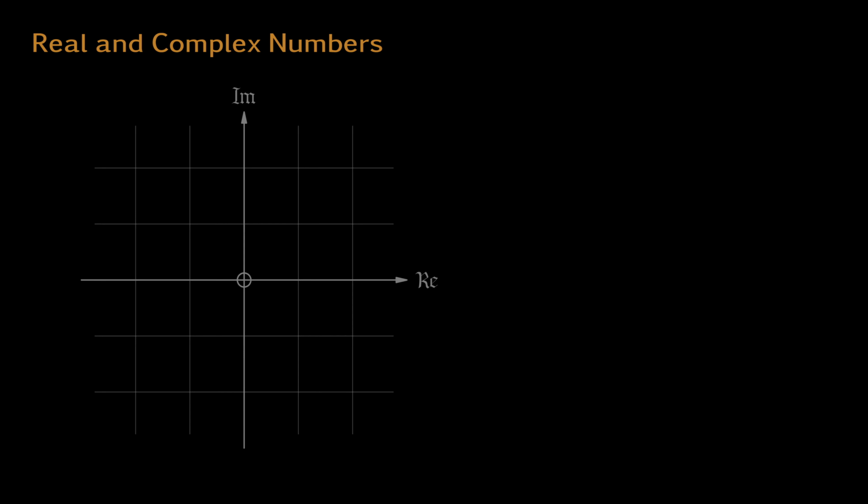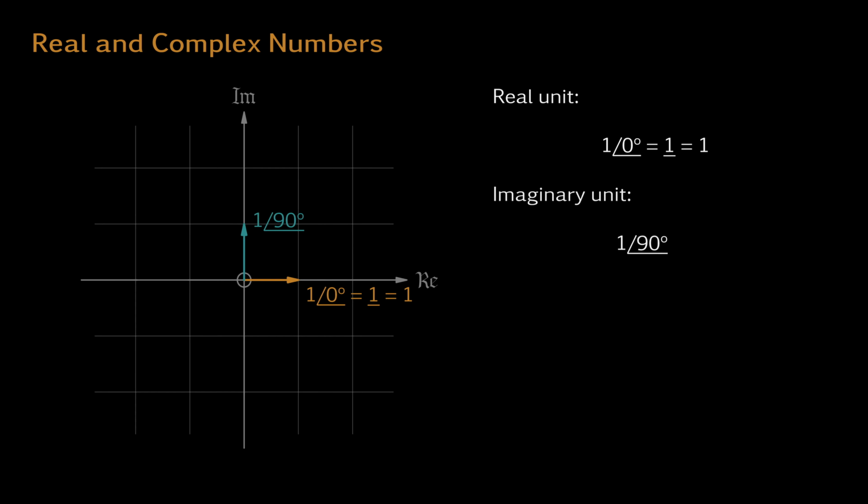Now, all arrows on the real axis are real multiples of the unit arrow with length 1 and angle 0. This unit arrow, representing the number 1, is the real unit. In order to get away from the real axis, we need a similar unit along the imaginary axis. The usual choice is an arrow of length 1 and angle 90 degrees. All other arrows on the imaginary axis are real multiples of this arrow, so it is called the imaginary unit. In mathematics, this imaginary unit is denoted by I.